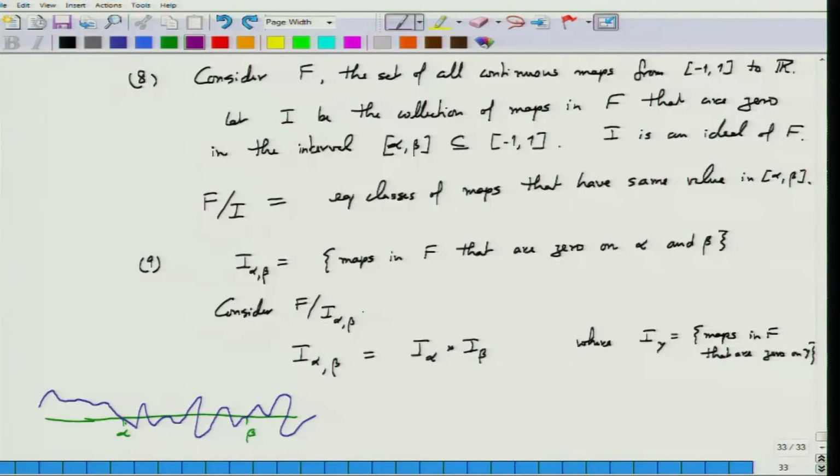Fine? So I'll leave it at that and have you work it out. So that's it for today.